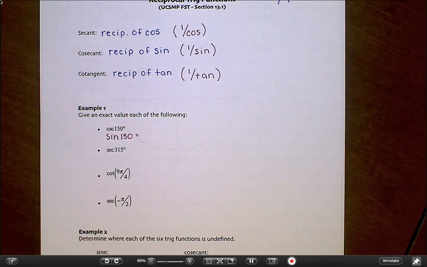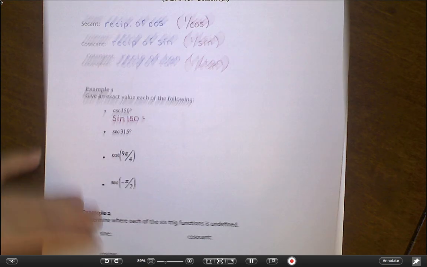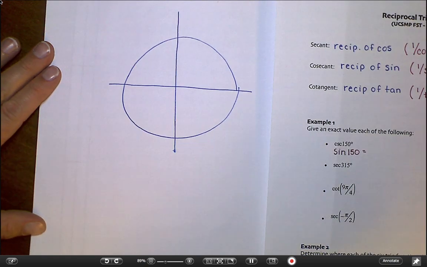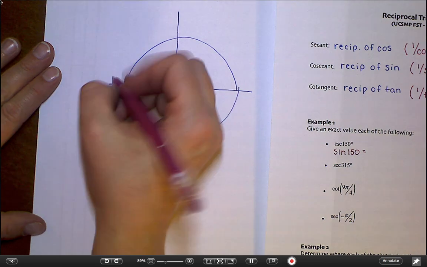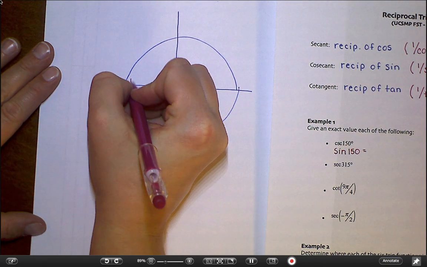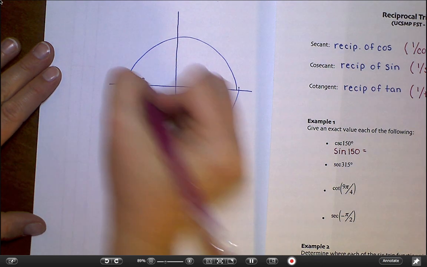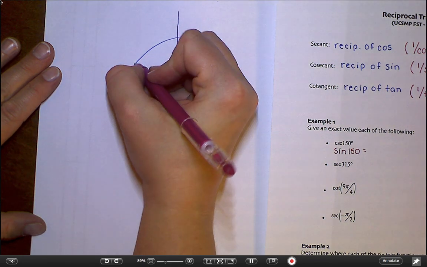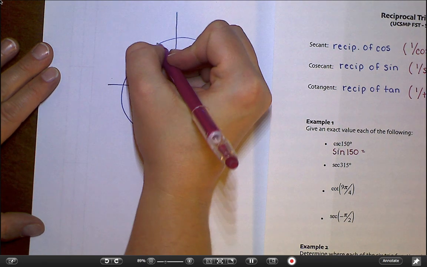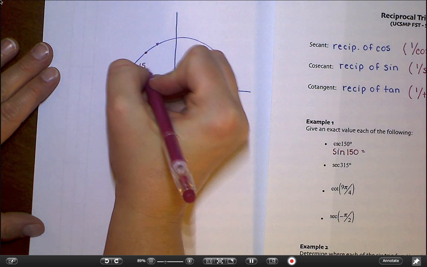Okay, that's the question that I'm asking myself. So I need to think about where 150 is on the circle. If this is 180 over here, 150 is going to be 30 degrees back from that. So that's the third dot down. This would be the 150.